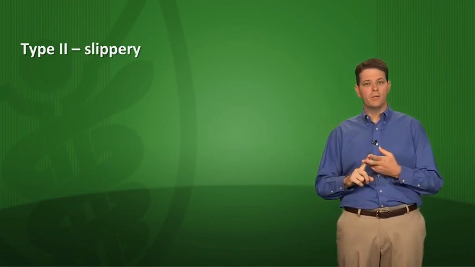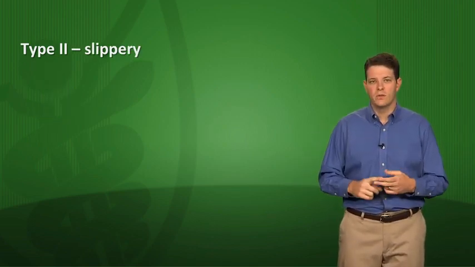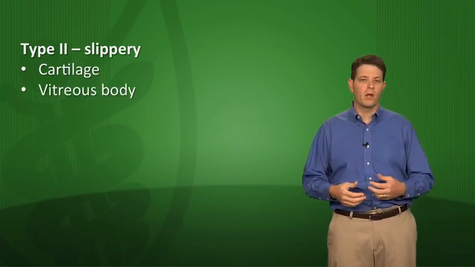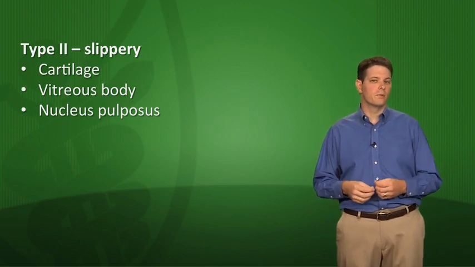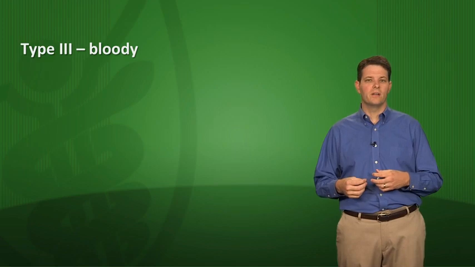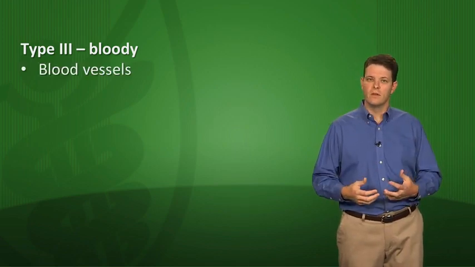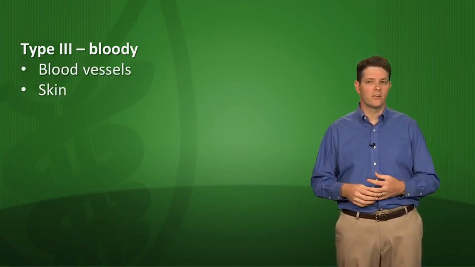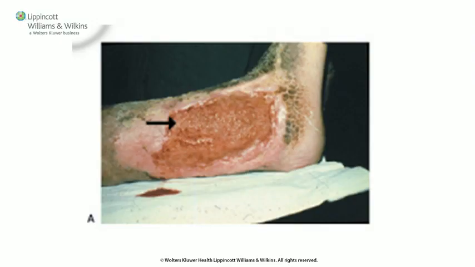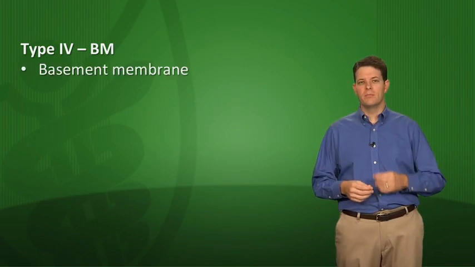Then type 2 collagen is your slippery collagen. So it's found in slippery tissues like cartilage and the vitreous body of the eye, and also in the nucleus pulposus in your intervertebral discs. Type 3 collagen is your bloody collagen. So it's found in bloody tissues like the blood vessels. It's also found in the skin, which is highly vascular, and also in the uterus and fetal tissue. We also see type 3 collagen in granulation tissue. Remember, granulation tissue is beefy red and shiny and wet and kind of bloody looking. And then type 4 collagen is found in the basement membrane.